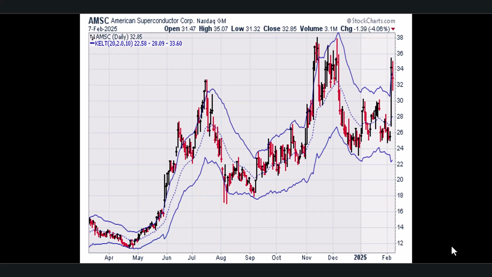Next, we're going to look at a daily chart that displays the Keltner channel. As a rule, we don't want to buy calls if the stock price is above the upper Keltner channel line. Anywhere inside the Keltner channel or even below the Keltner channel is fine. AMSC is below the upper Keltner channel line, so AMSC is inside the buy zone.